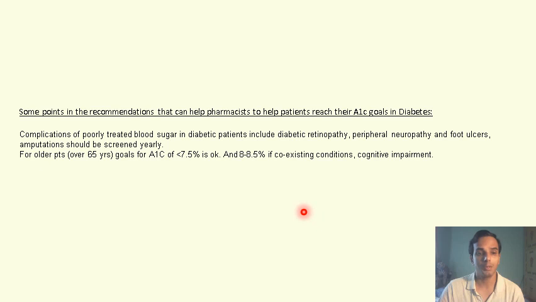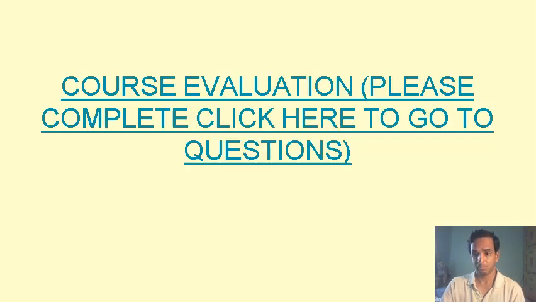Some points on the complications that can happen with poorly controlled blood sugar levels in diabetic patients include diabetic retinopathy, peripheral neuropathy, foot ulcers, and amputations, and they should be screened every year. For older patients over 65 years old, the goal of A1C can be 7.5, and if there are coexisting conditions like cognitive impairment, then you can go for even less stringent, 8 to 8.5.